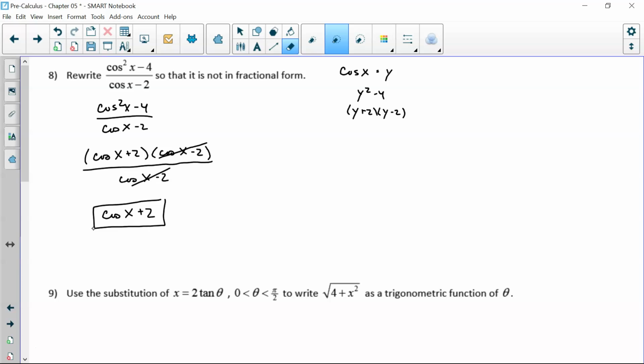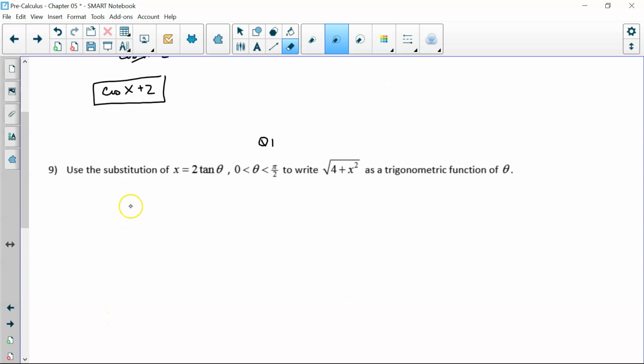All right, so what we're going to do is use substitution when x equals the tangent theta to rewrite. They're telling us that theta is between 0 and pi over 2, so we're in quadrant 1. Keep in mind they're all positive in quadrant 1. So when we rewrite this, what we have is the square root of 4 minus 2 tangent theta squared. Square root of 4 minus, and we square the 2 and the tangent, so we get 4 tangent squared theta.